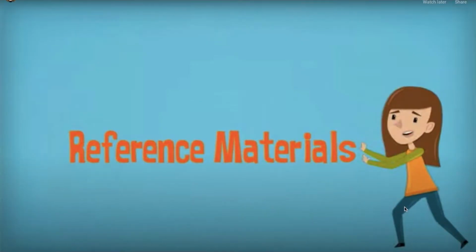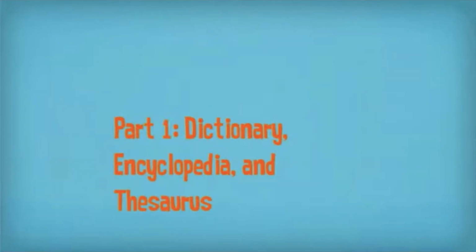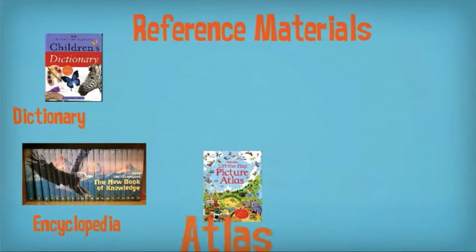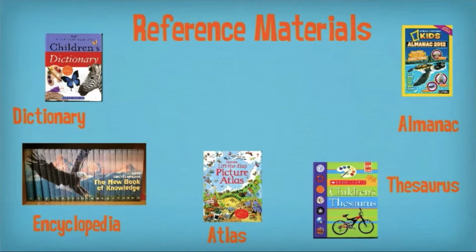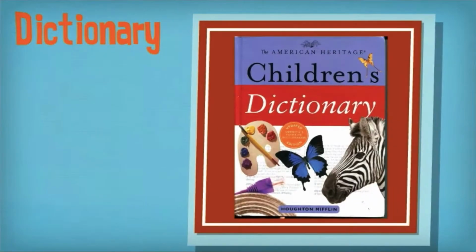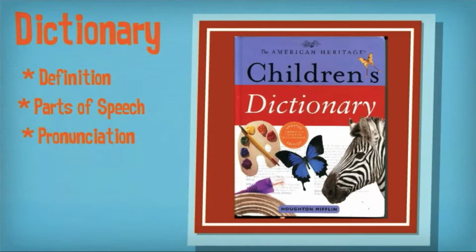Reference Materials by Sparkly Barkley. Part 1. Dictionary, Encyclopedia, and Thesaurus. There are lots of reference materials out there to help you find information, like the dictionary, encyclopedia, atlas, thesaurus, and almanac. Today we're going to talk about dictionaries, encyclopedias, and thesaurus. The first one we're going to talk about is the dictionary. The main point of the dictionary is to find a definition or the meaning of a word. It also tells you the parts of speech, pronunciation or how to pronounce the words. They have guide words and they're in alphabetical order.